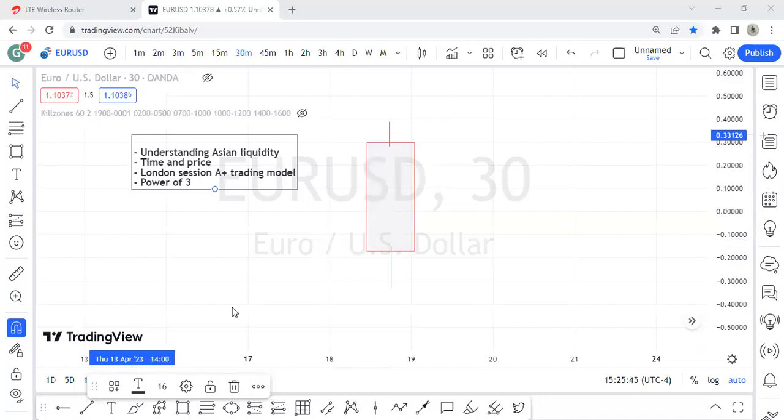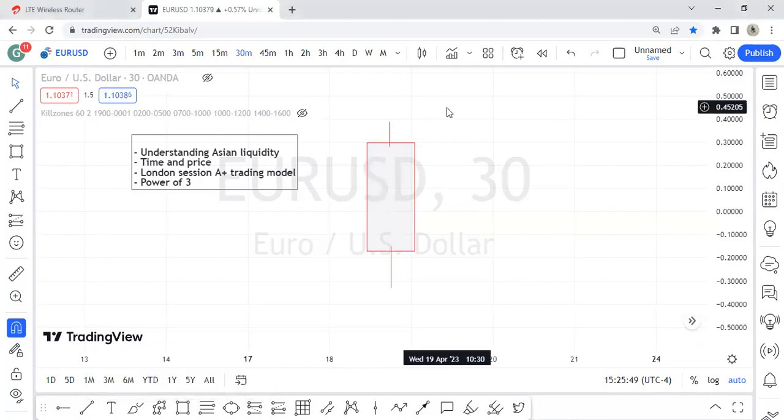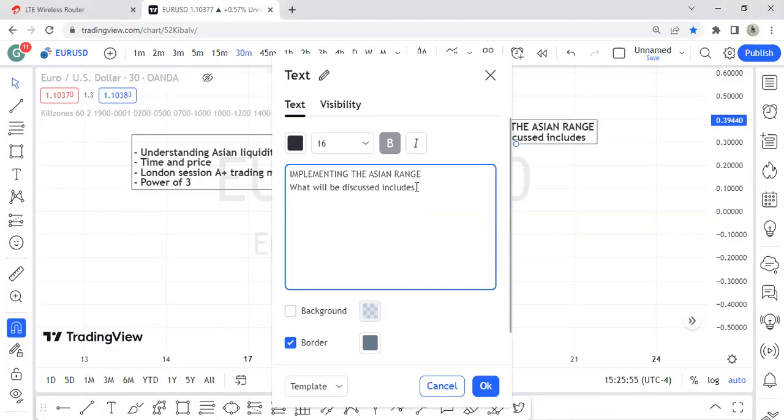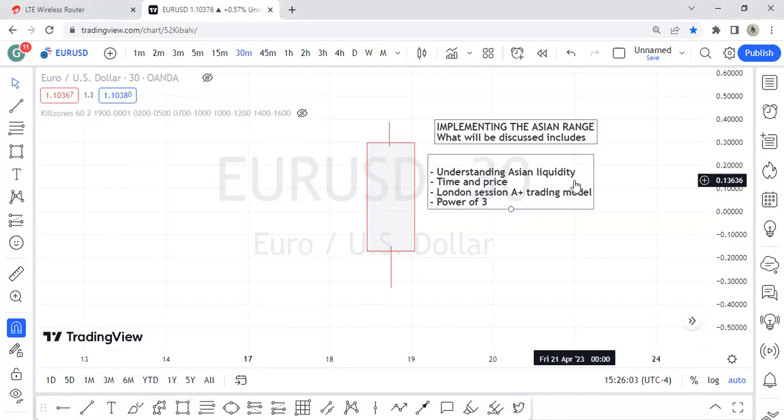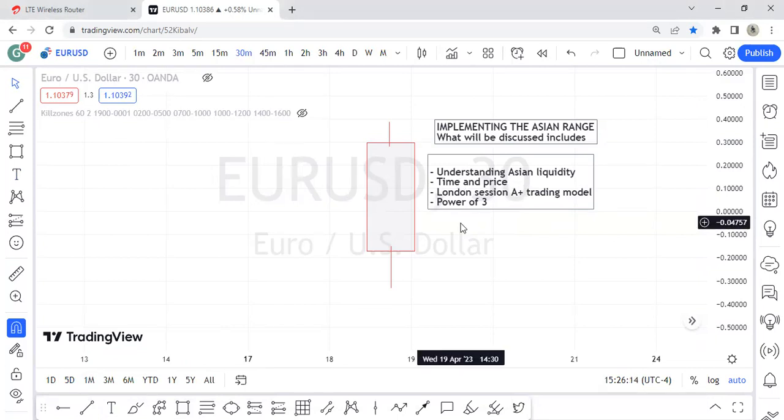Alright, so in this video we'll be talking about implementing the Asian range. This is the topic for this video. What we'll be talking about includes understanding Asian liquidity, time and price, and the trading model you can use for your London session. It's an A+ trading model, and then we'll be covering a bit of the power of trade. So these are the concepts that we use in this module.